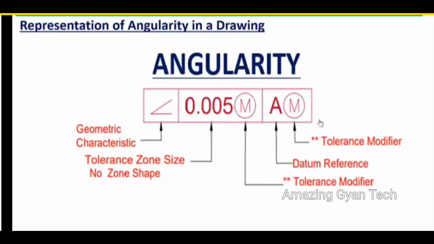And you can apply the tolerance modifier for the datum reference also. So this feature control frame reads: the feature to which it is attached should be within an angularity tolerance of 0.005, a wide tolerance zone of 0.005, when it is at maximum material condition with respect to datum A, when datum A is at maximum material condition.